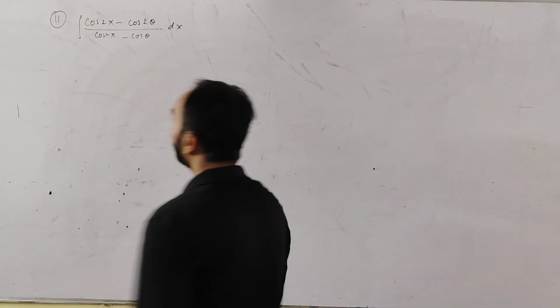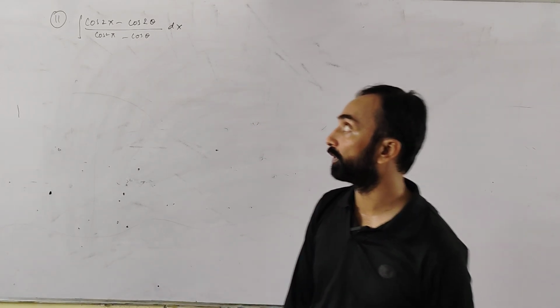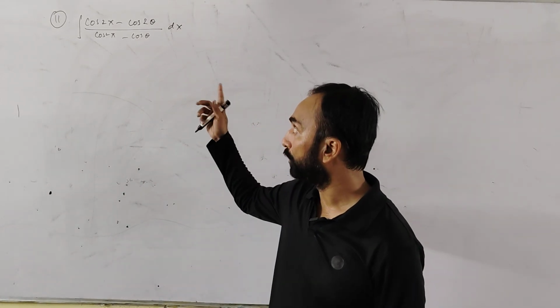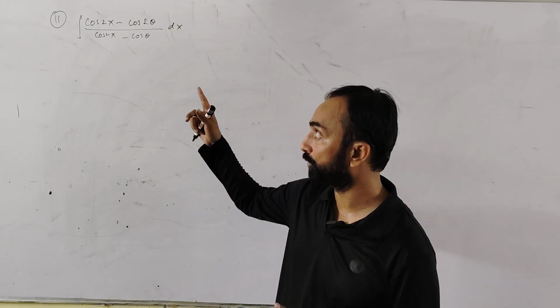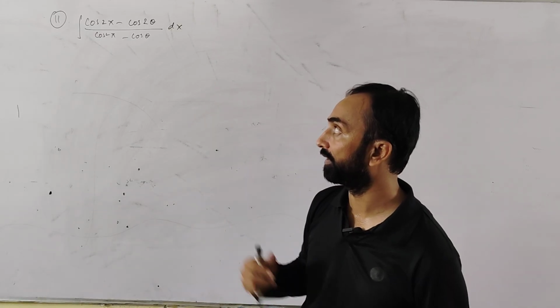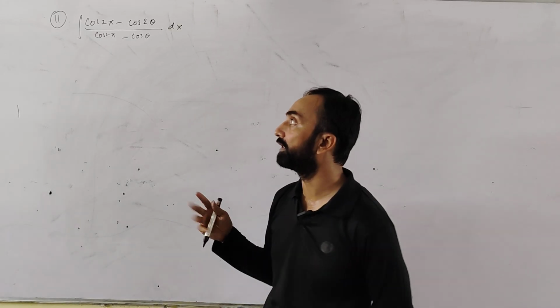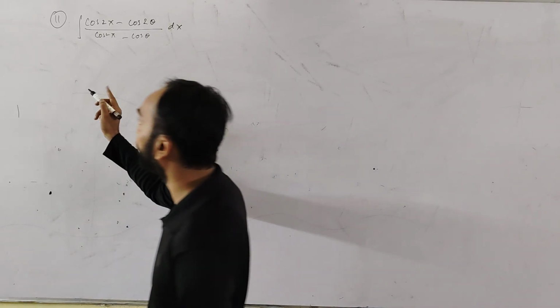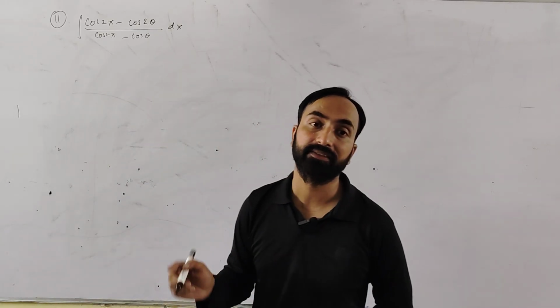Okay, so the next problem we have is the integral of (cos 2x minus cos 2 theta) divided by (cos x minus cos theta), right? So we have to find basically the integral of this. Now, cos 2x can be written as what? 2 cos square x minus 1.